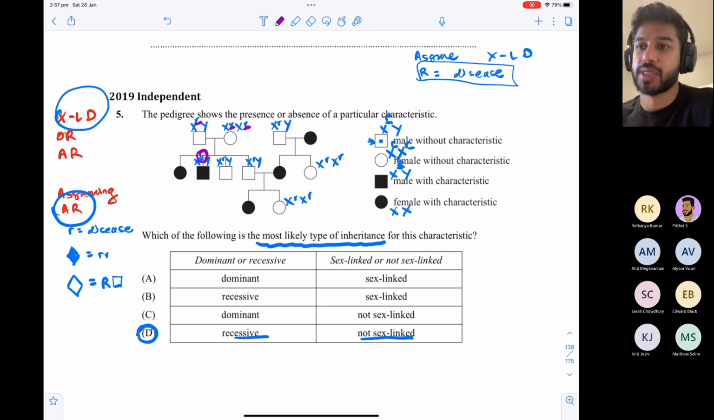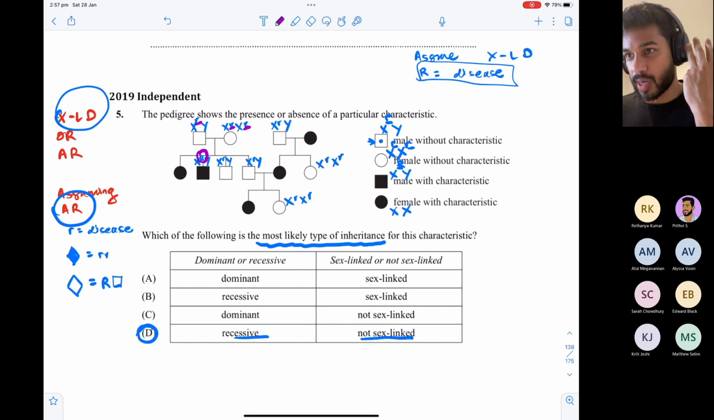And the final step is, within a minute, try doing this as fast as you can. Assume one of the 1 or 2 patterns of inheritance you have, and see if they work. If that pattern of inheritance works, then that's the answer. If it doesn't work, then the other pattern of inheritance you have as an option must be the only answer.